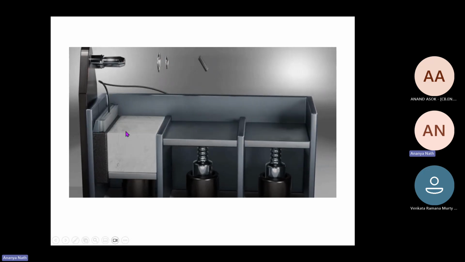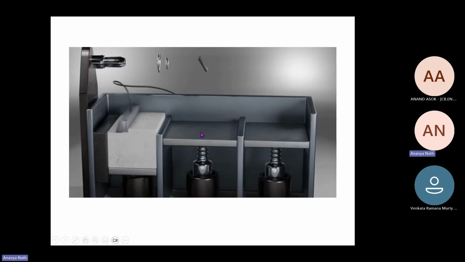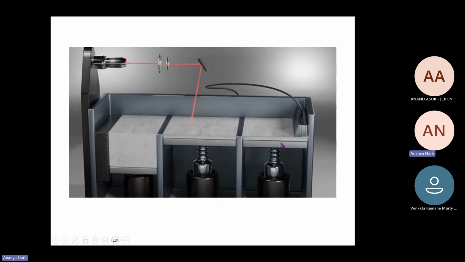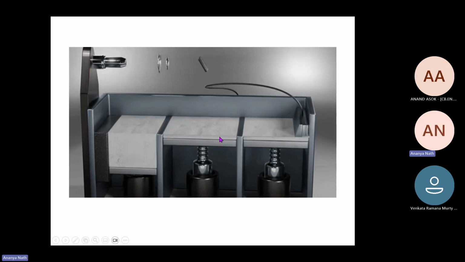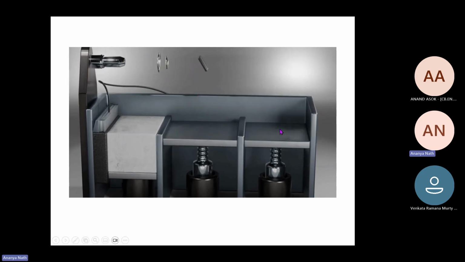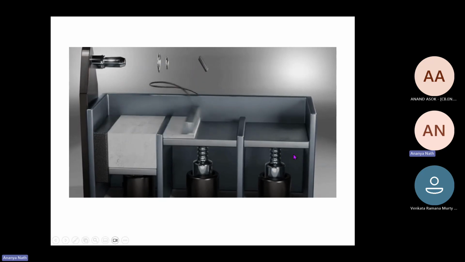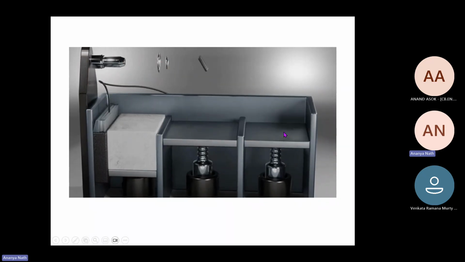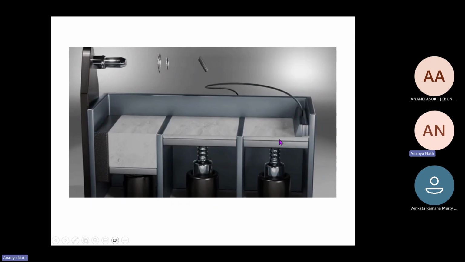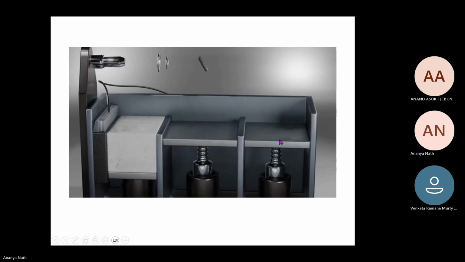Now, what is this third region? First is the dispenser. Second is the build plate. Third is the collector. When you are spreading the powder, obviously there will be some extra powder, and that extra powder will be collected in the collector. Later on, you can sieve the powder and reuse it. So this is the overall process. Is it clear?